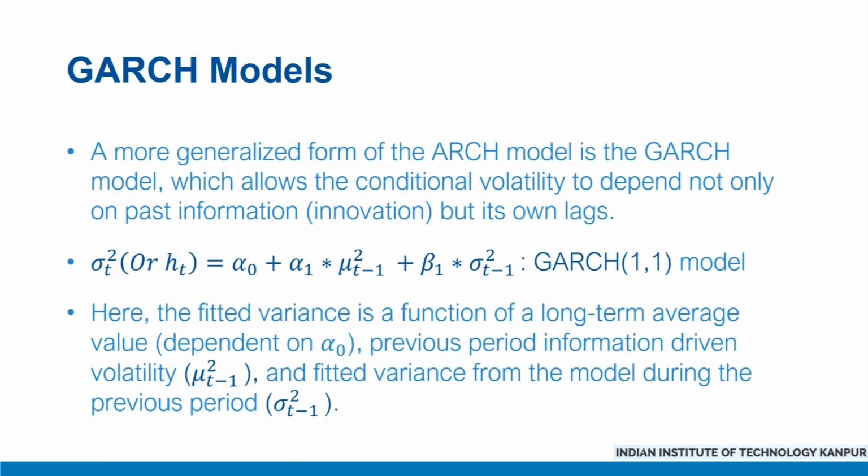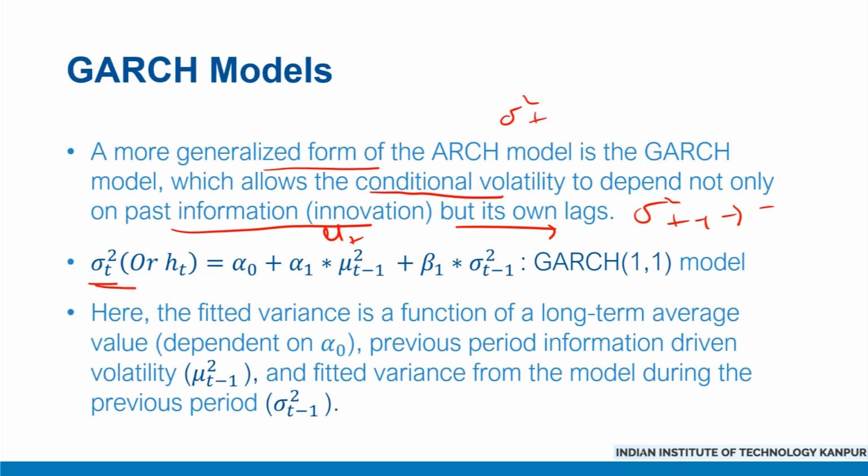In essence, the GARCH models, what we call generalized ARCH models, are essentially the generalized version of the ARCH model. They allow the conditional volatility sigma square t to depend not only on the past information or innovation terms, that is mu t, but also its own lags, that is sigma square t minus 1 and previous lags. Let's see how.